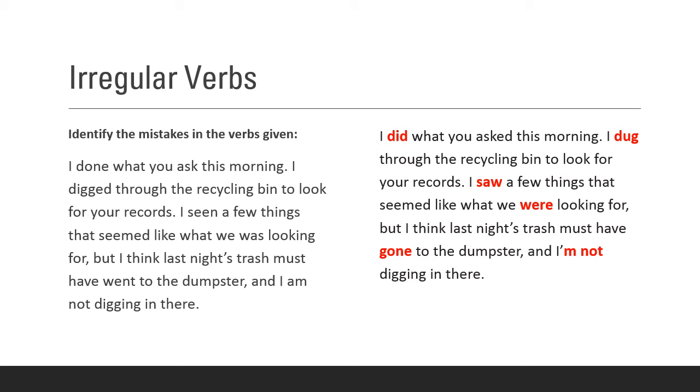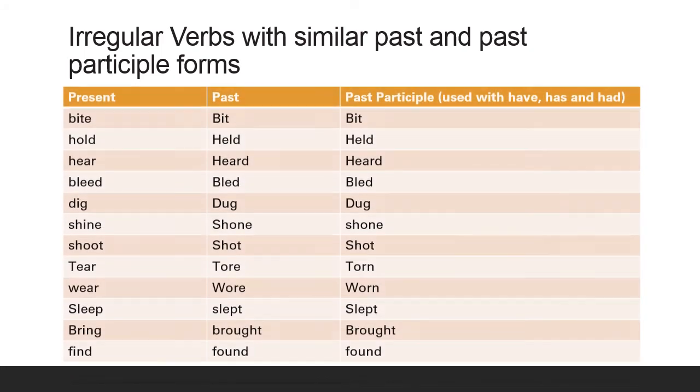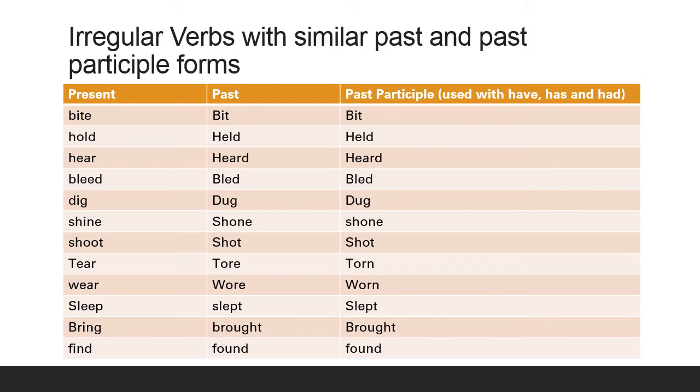Yes. Now let's look at these irregulars a little more closely. Now irregular verbs can have similar past and past participle forms. Though they change their past forms and they don't follow the pattern of adding ed, but sometimes their past and past participles can be same. Like in the case of these words, like bite, it's bit and bit. Hold, held, and then held. Hear, heard, and heard. Bleed, it's bled and bled.